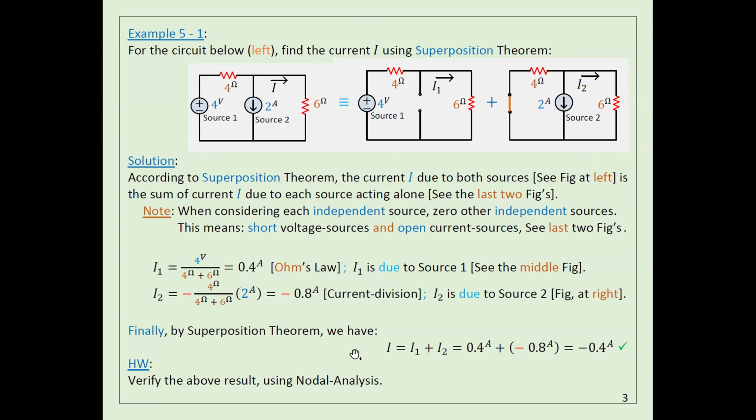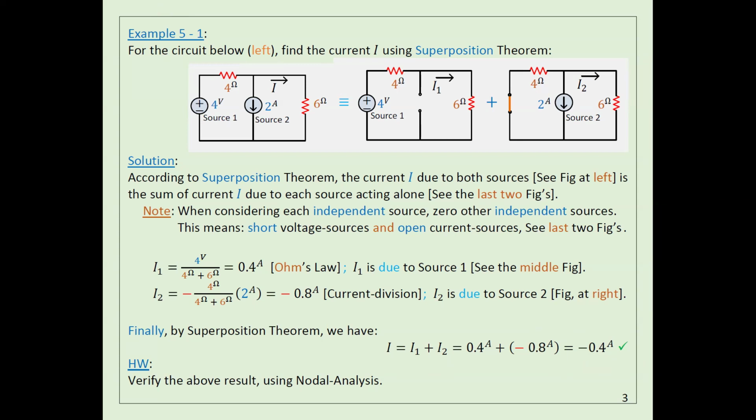Okay? So that's why when I add the two currents together, one is positive, one is negative, I got negative 0.4. So what does negative 0.4 mean? It means I'm assuming the current is this way, and the negative 0.4 means that actually it's going to be this way and it is 0.4. Okay. Any questions? You got the main point.